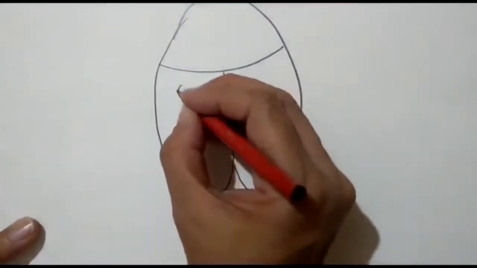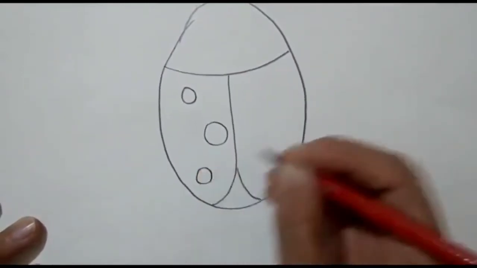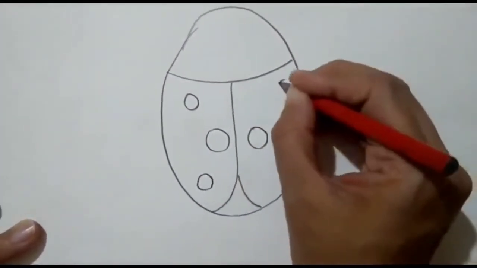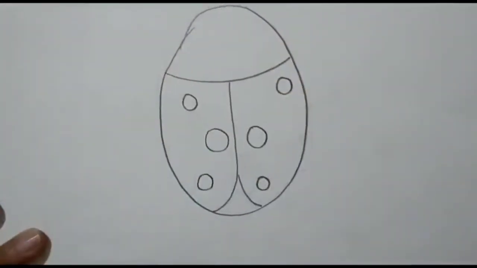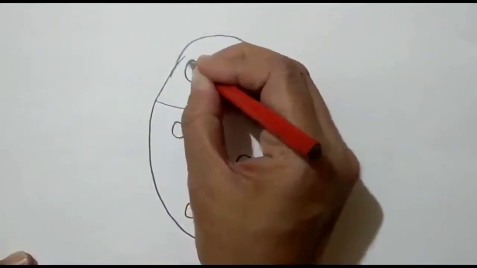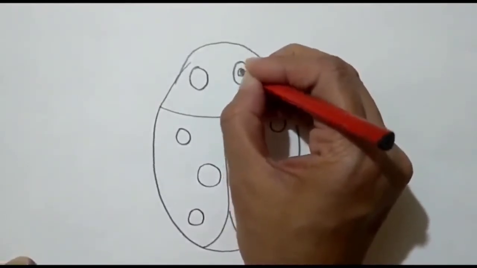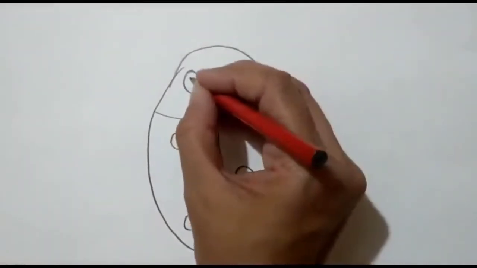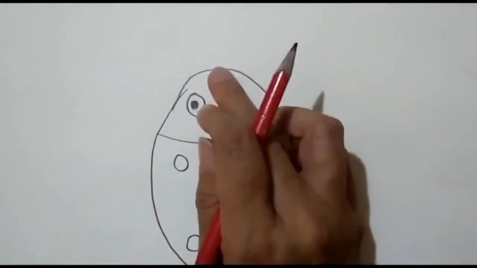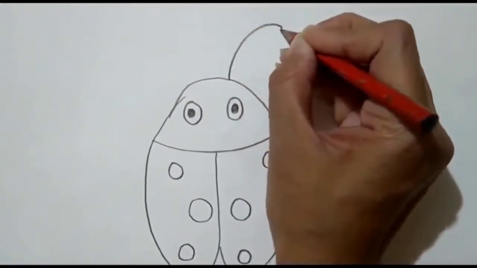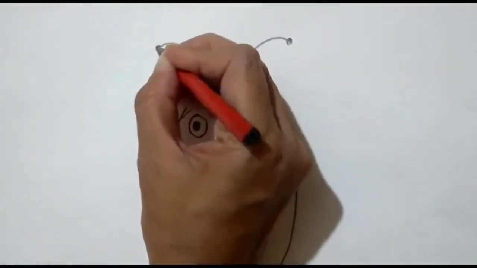Then we will make big dots like this. You can make more dots. Then we have to make eyes. How to make eyes? One big circle, another big circle, and then we have to make eyeballs. So we will make small circles and darken this. Here also we have to darken it. And then we need to draw two antennas from its head. So here goes one antenna and small circle, another antenna and a small circle.